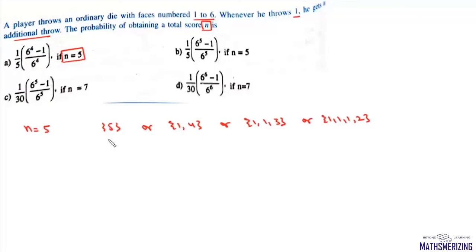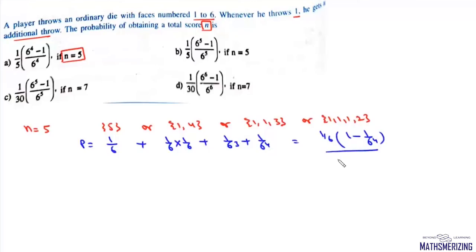Now the probability of throwing 5 is 1 by 6. Now this is 1 by 6 into 1 by 6. This is 1 by 6 cube and this is 1 by 6 to the power 4. So that's the required probability, which is 1 by 6 into 1 minus 1 by 6 to the power 4 divided by 1 minus 1 by 6. Now this is 6 to the power 4 minus 1 upon 5 into 6 to the power 4. That means this option A is correct and option B will be incorrect.